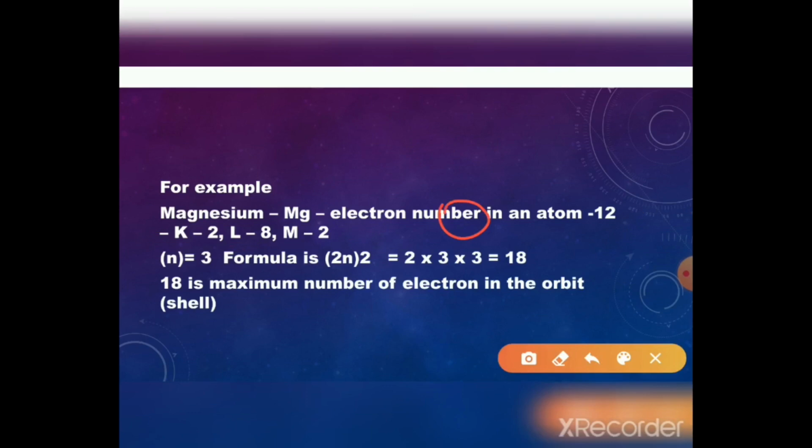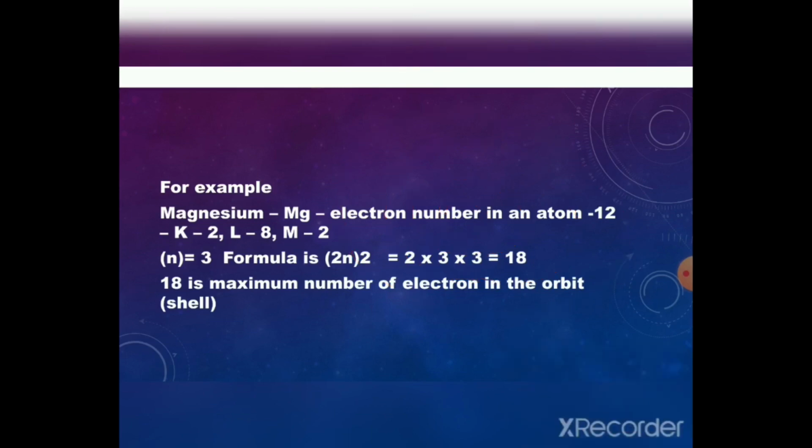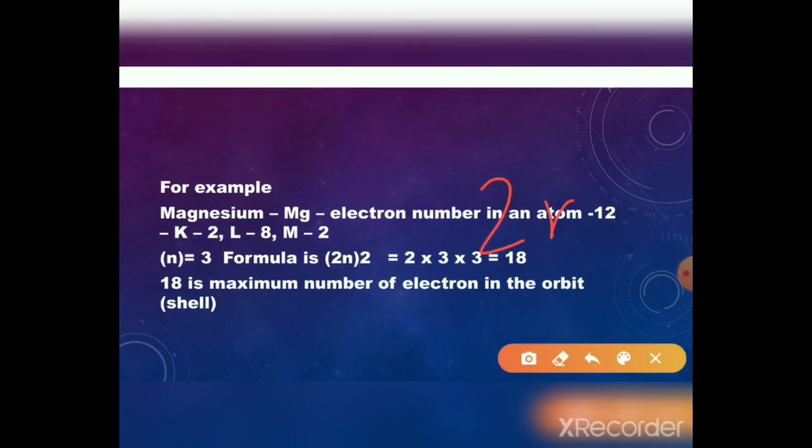This is the nucleus. Here you can see one shell, then second and third shell like this. If you take the formula 2n², then 2 × 3 × 3 is 18. So 18 is the maximum number of electrons in the third orbit or shell.